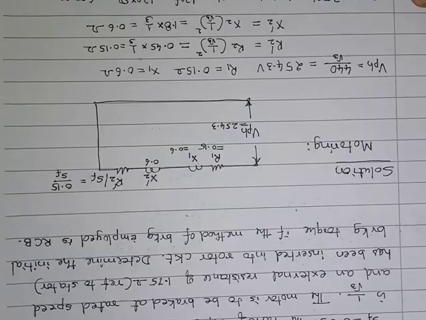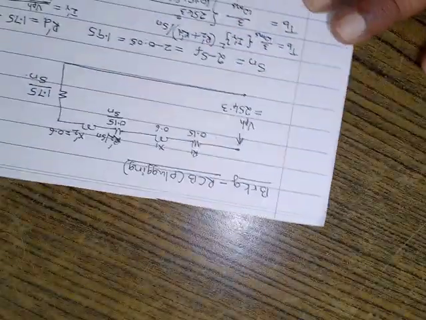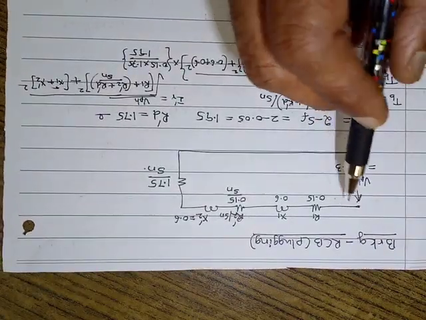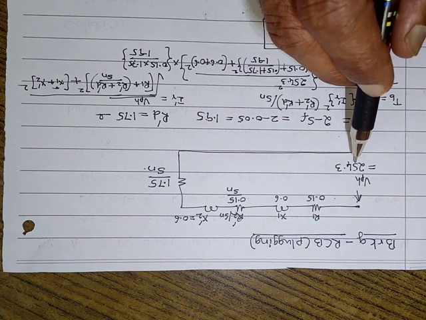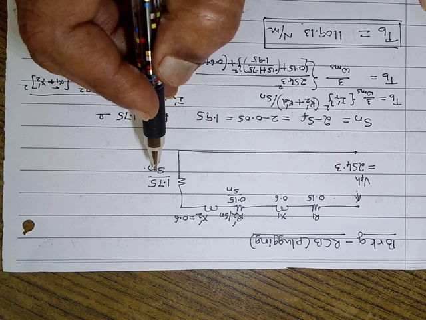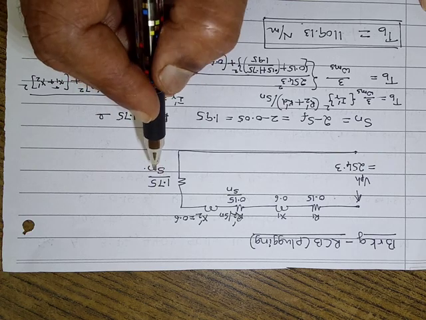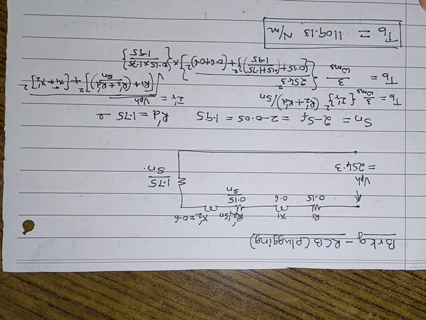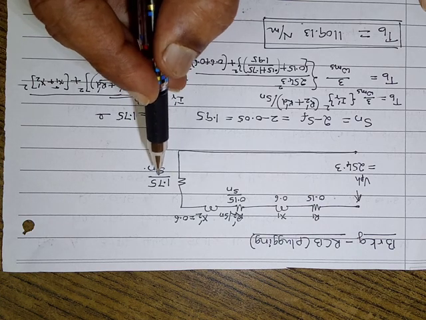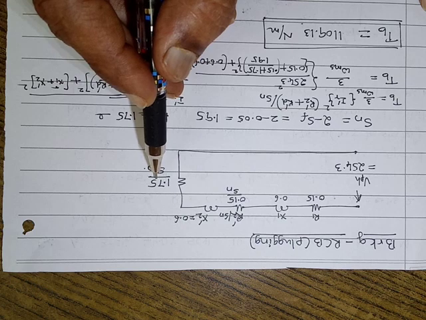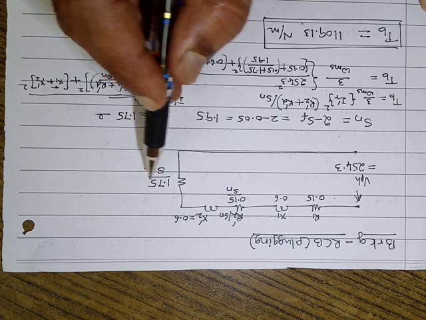Very clear? Now we will proceed. When the braking happens, what type of braking? Braking is RCB. The supply voltage is 254.3 and the additional resistance 1.75 is added, and it is already referred to the stator. I need not do the referring there.